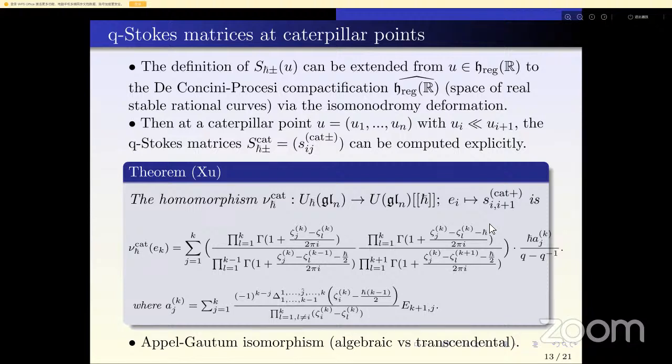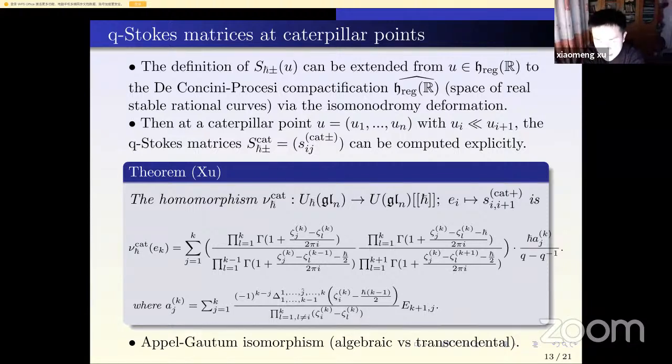Right, and this computation is given by studying the asymptotics of confluent hypergeometric functions. Recall that the Stokes matrices are about the study of complex functions at essential poles, and in particular, the quantum Stokes matrix at a caterpillar point is about the study of asymptotics of confluent hypergeometric functions. And on the other side, as we already heard a moment ago, Appel and Gautam also construct an explicit isomorphism between these two algebras using the language of Yangians. And these two formulas basically coincide. So we give a complex analysis interpretation of their formula.